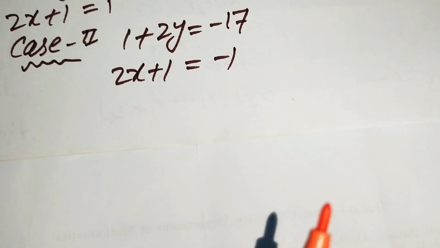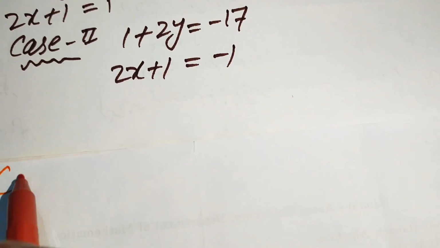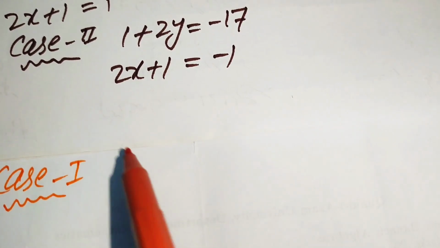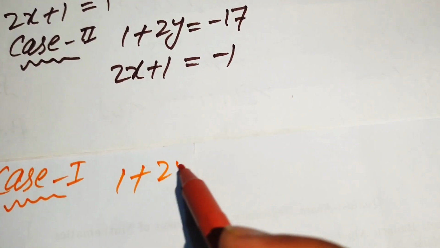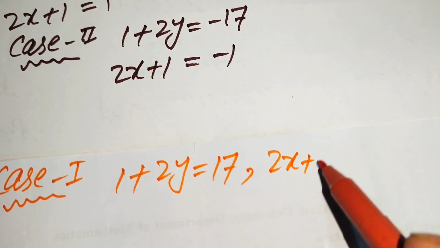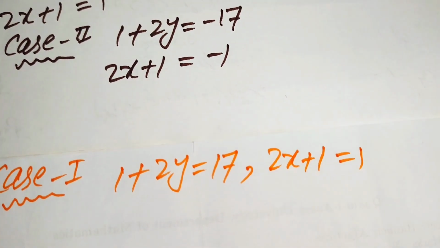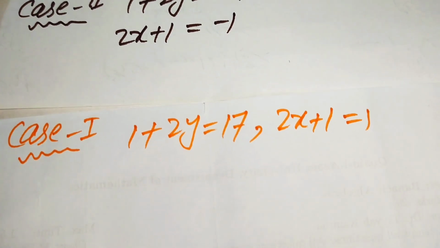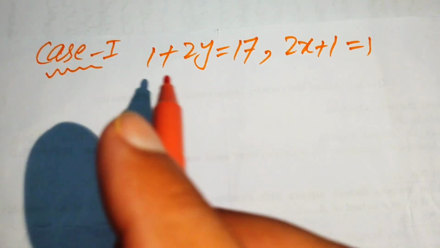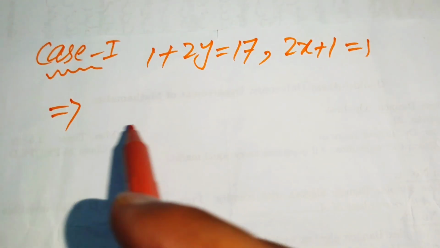Now first we focus on case number 1. In case 1 we have 1 + 2y = 17 and 2x + 1 = 1. Now we need to simplify these two equations and we get the values of x and y.